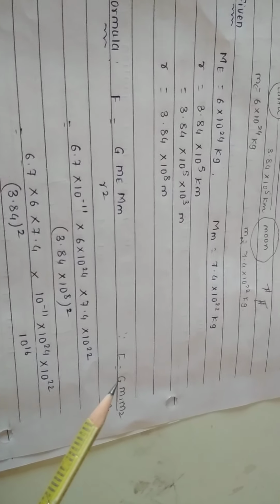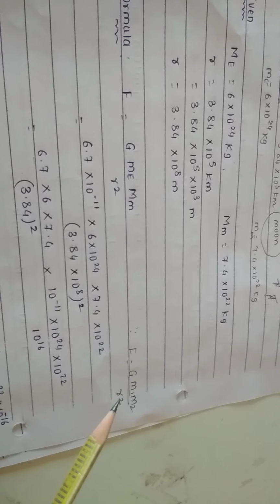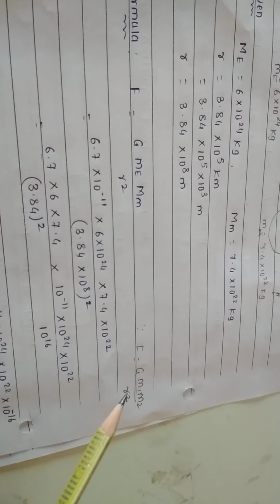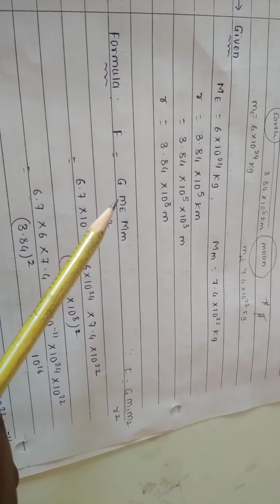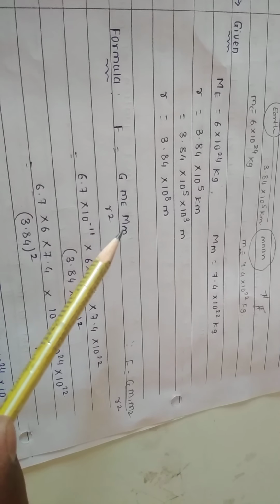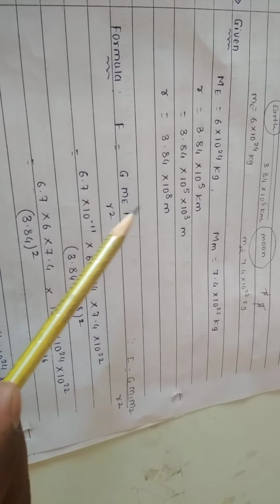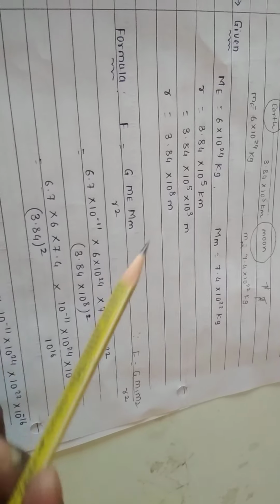So here we are using this formula, F is equal to G into M1 M2 divided by R square. Sometimes they give it as D square. Therefore, F is equal to G ME MM upon R square. ME means mass of the Earth, MM means mass of the Moon.